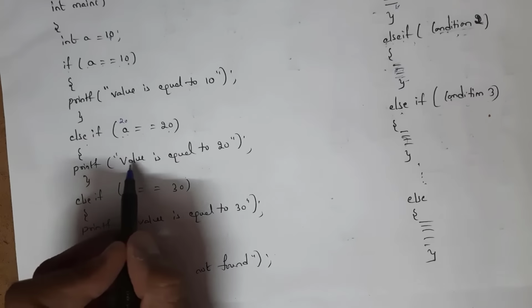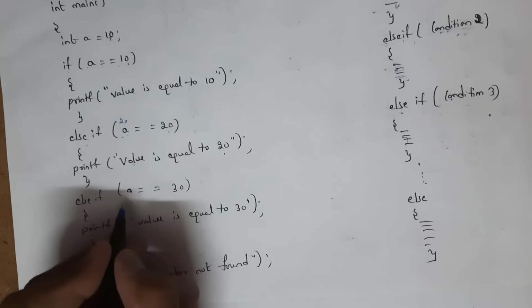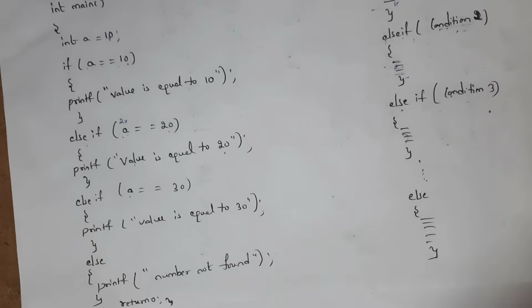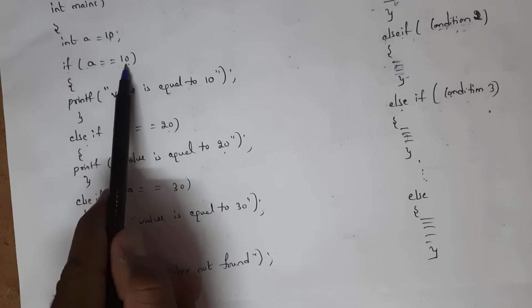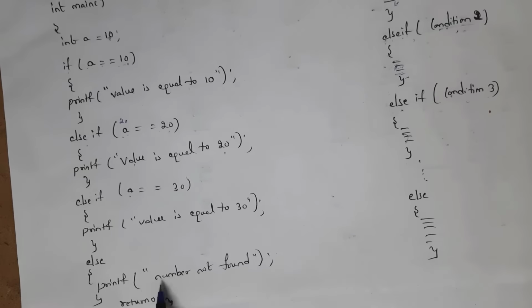So I will get output as value is equal to 20. For example, here if I give 30, then 30 is equal to 30. So I will get output as value is equal to 30. For example, here if I give 100, 100 is not equal to 10, 100 is not equal to 20 and 100 is not equal to 30. So I will get output as number not found.